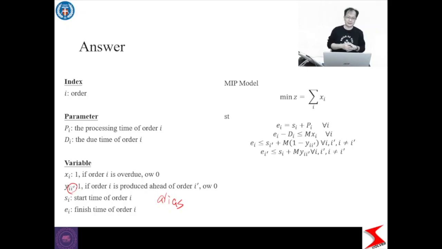So where is the difficulty? Okay, I think here, right? Order I is not equal to order I prime. So we need to use what? Remember, we used it in the TSP problem, right? We use dollar control to make I not equal to I prime, right?